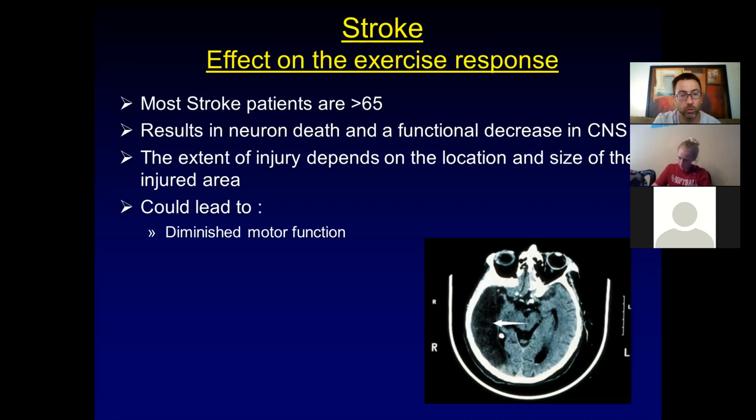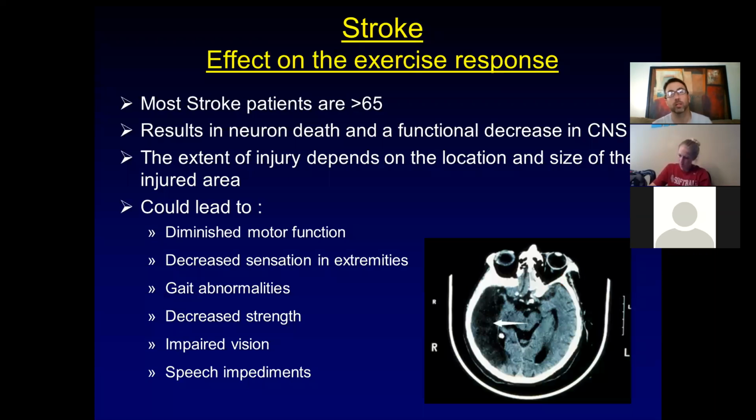So we've talked about most of all of this. One of the big things that happens with strokes, when you get impairments and neuron death in the brain, is diminished motor function, so people have a hard time moving. You may get decreased sensation in your extremities, and so you may lose the feel of touch in those extremities, and that may make function of your hands or that limb more difficult. Because of impairments in motor function, people have gait abnormalities, and so it becomes more difficult for them to walk.